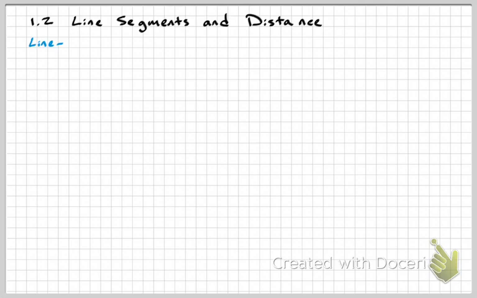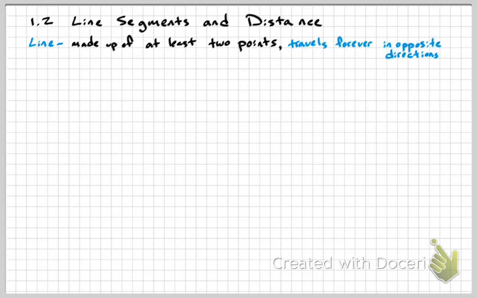So we covered what a line was in section 1.1, and that is it's a bunch of points that are all in a row, right? But we know it's made up of at least 2 points, and those 2 points are what give it its direction. And we also know that it travels forever in opposite directions. And the final thing about a line is if we're trying to name it and we're using the correct notation, remember we need that dash with the double arrows above it.